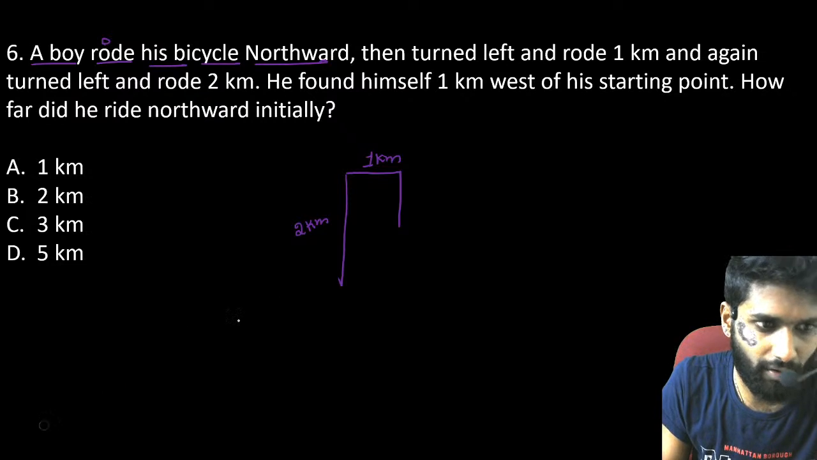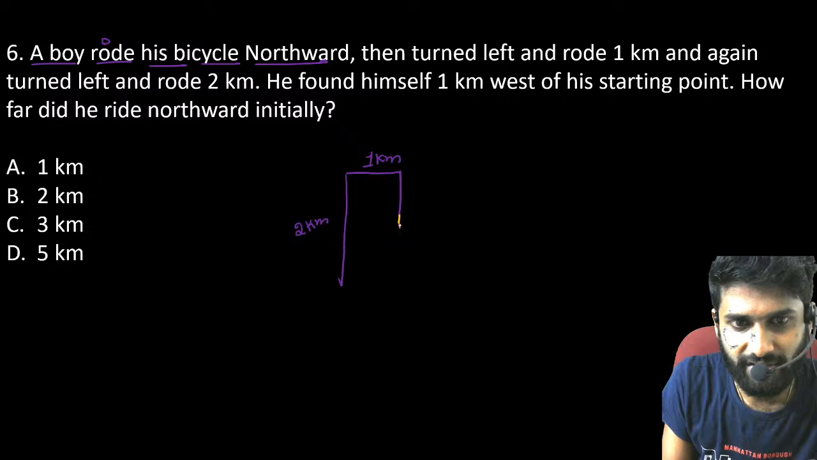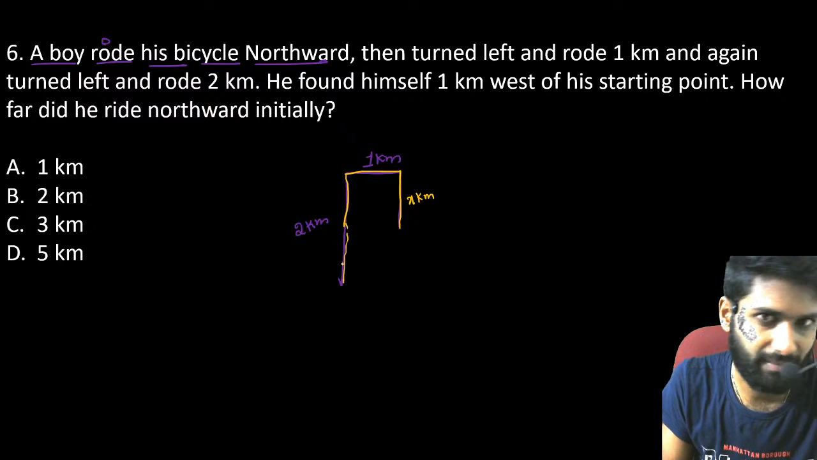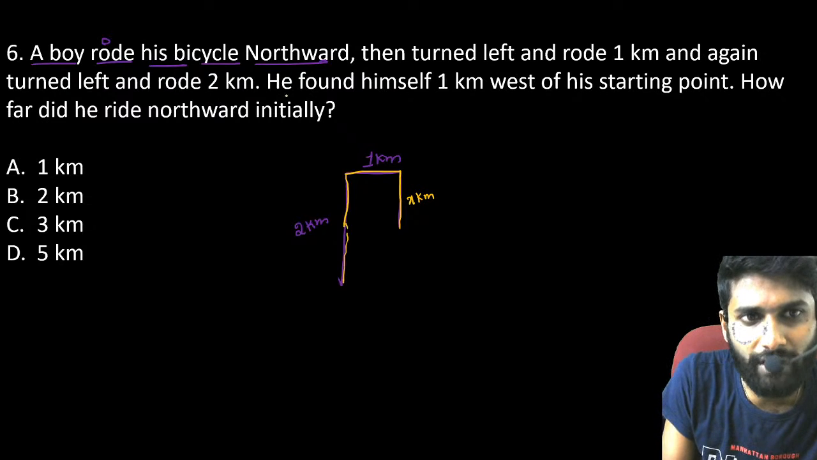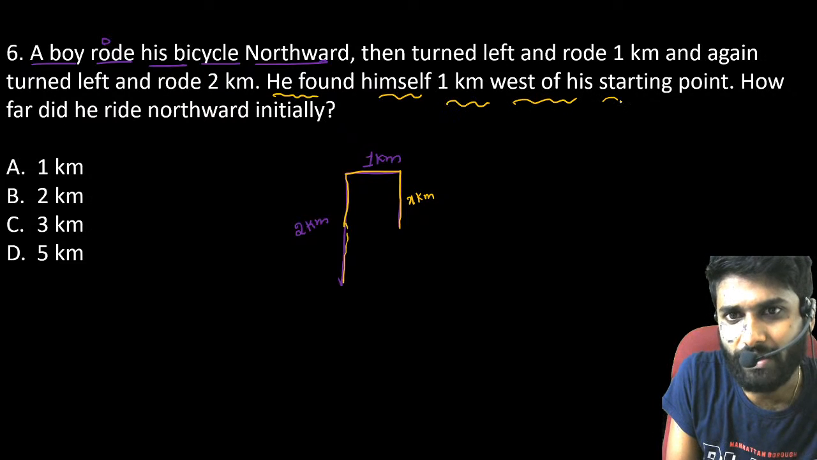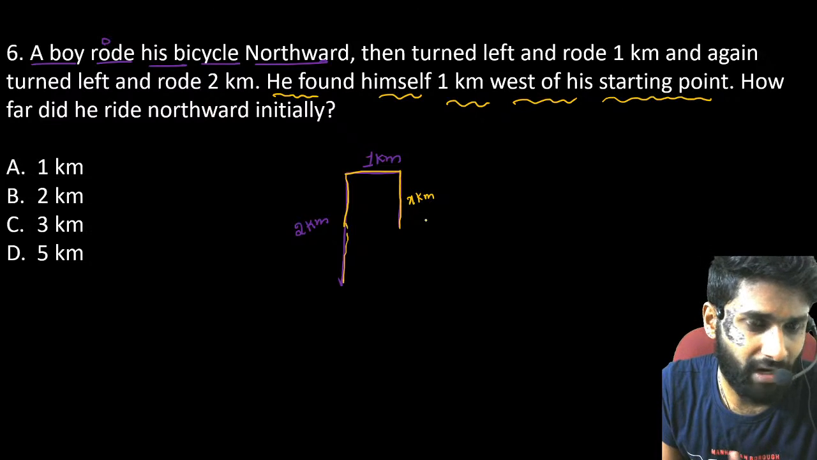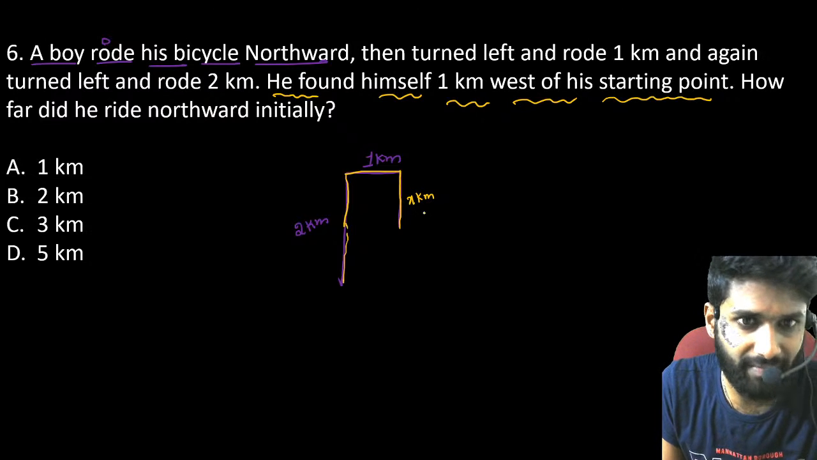First information: he was traveling towards north, but we don't know how much distance, so take it as x kilometers. Now he turns left and rides 1 kilometer, and turns left again and rides 2 kilometers. Any of the distances are mentioned. Now, he found himself 1 kilometer west of the starting point. Whatever the starting point, he found himself 1 kilometer from it.